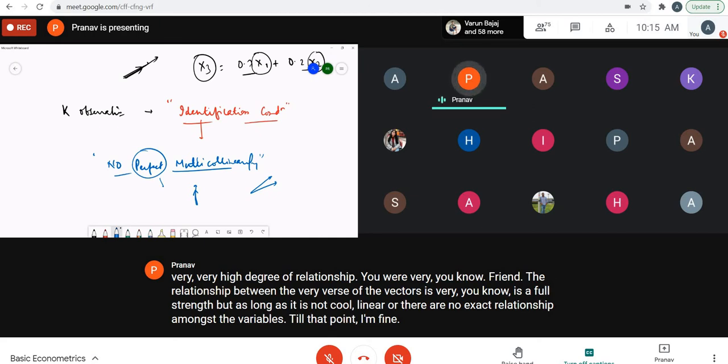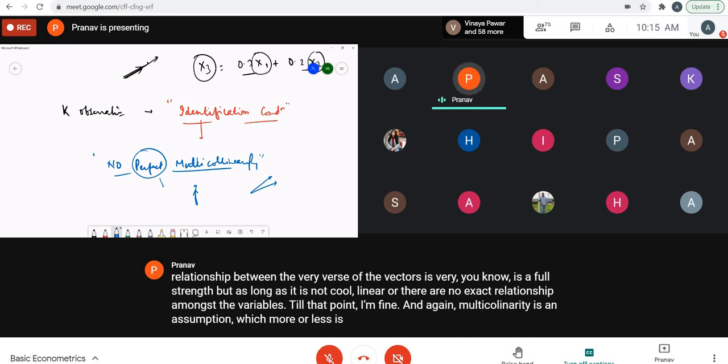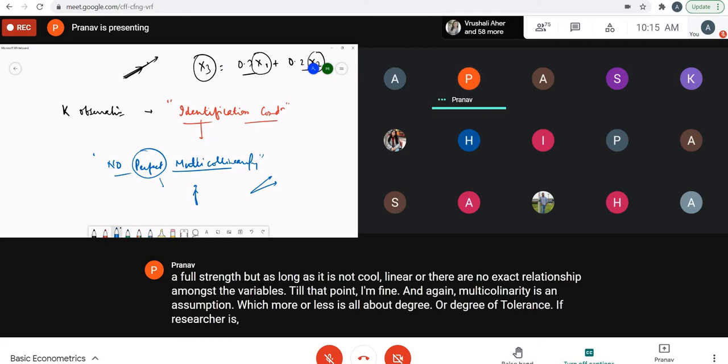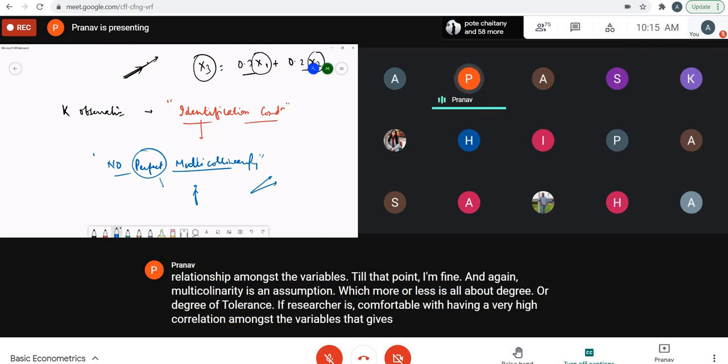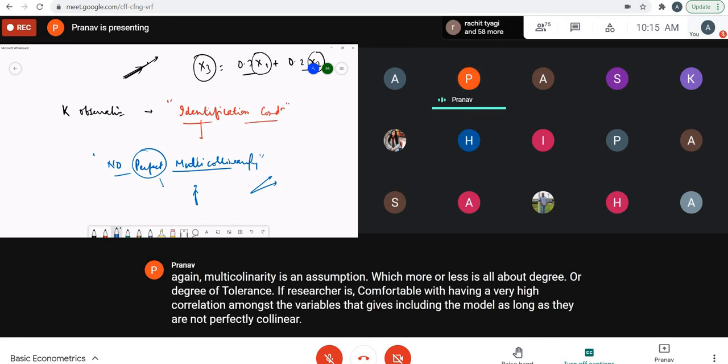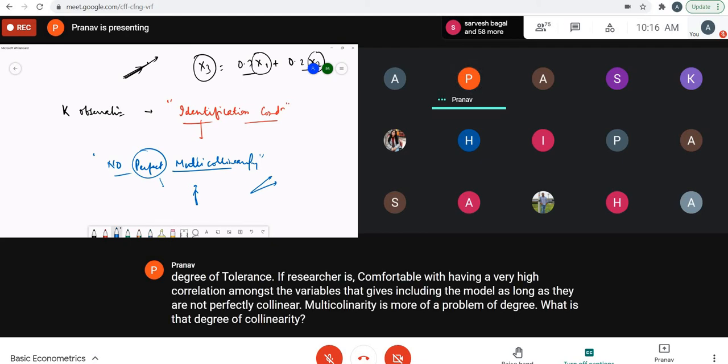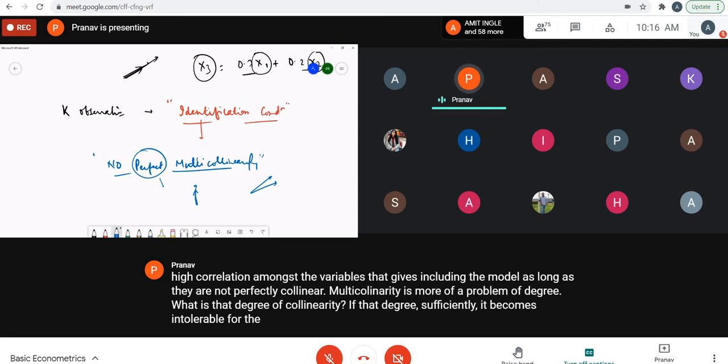And again, multicollinearity is an assumption which more or less is all about degree or degree of tolerance. If a researcher is comfortable with having a very high correlation amongst the variables included in the model, as long as they are not perfectly collinear, multicollinearity is more of a problem of degree. What is that degree of collinearity? If that degree is sufficiently high, which becomes intolerable for the researcher, then you have a problem.